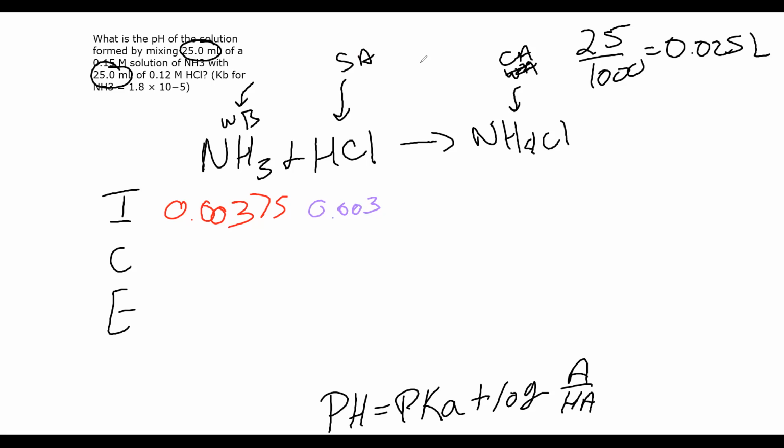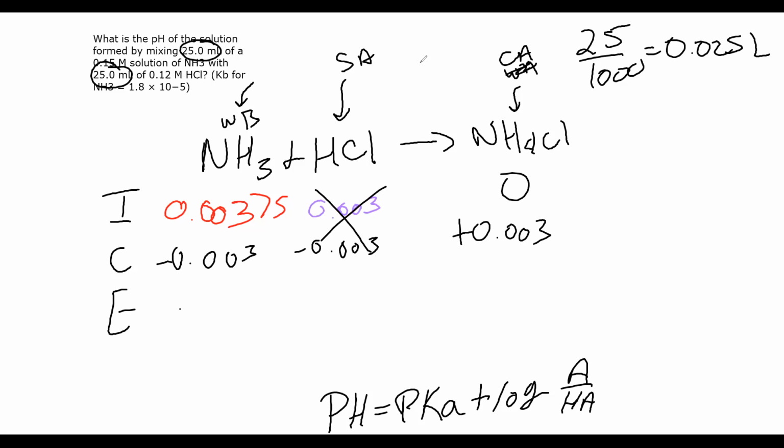So first off, what's my change? What do I subtract what from? There's two ways of looking at this. Either always subtract the smallest number from the largest number, or if you have a base, subtract the acid. If you have an acid, subtract the base, right? So minus 0.003 minus 0.003. If you subtract over here, you add over here.